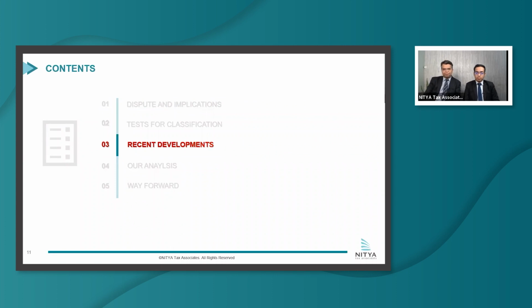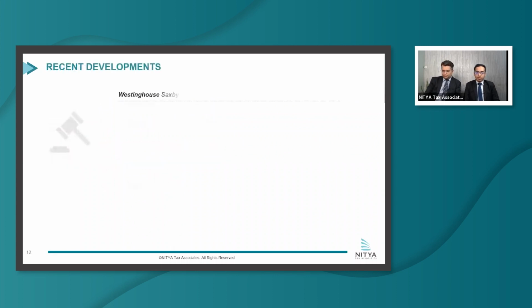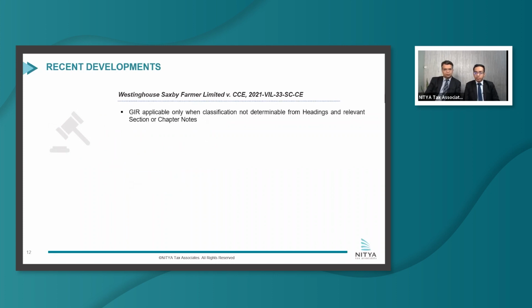Right. Moving on to the recent developments, as all of us are aware, the Supreme Court in the case of Westinghouse laid down certain principles for classification. It firstly laid down that, as we discussed, Rule 1 specifies that classification must be determined basis the heading and chapter notes. And if the headings and chapter notes are not sufficient to determine the classification, then we move towards the other rules. Westinghouse similarly discussed the same, which is correct.